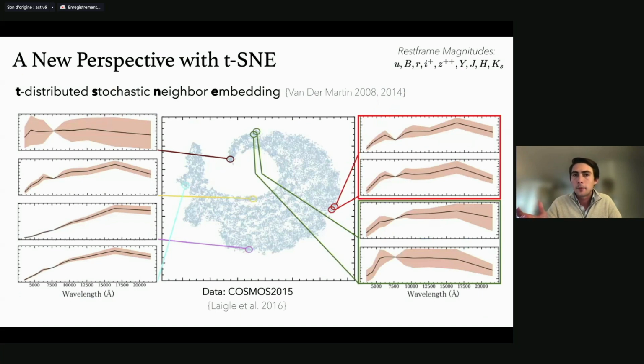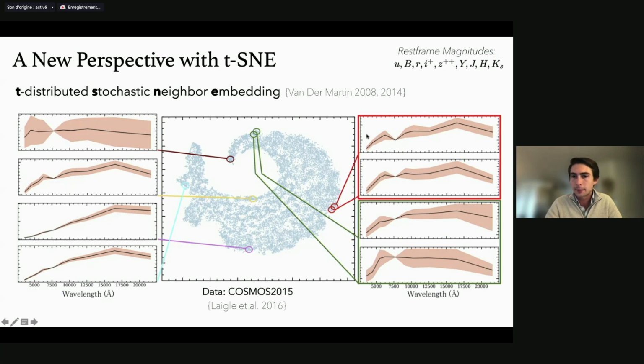However, we want to see what happens with t-SNE. How can we improve on these methodologies? How can we break away from assumptions of templates and bases? In other words, how can we let data speak for itself? And so here we take rest frame magnitudes. So we're taking the redshift out of it. We're taking the rest frame magnitudes basing on the nearest observed frame magnitudes. And we're throwing a bunch of redshift 1, more or less redshift 1 galaxies from the Cosmos 2015 catalog at a t-SNE map. And so as you can see here, we get this clustering of SEDs.